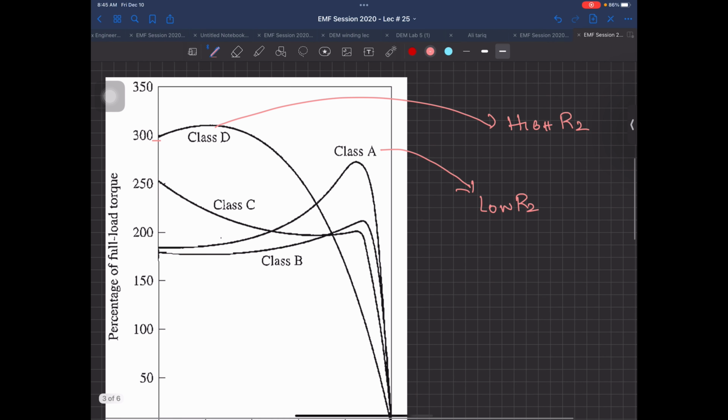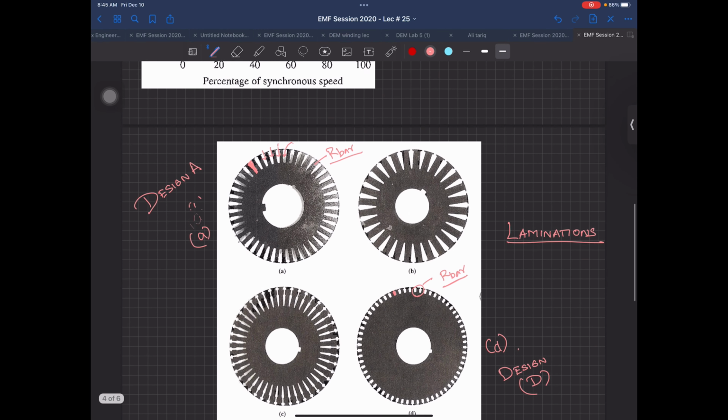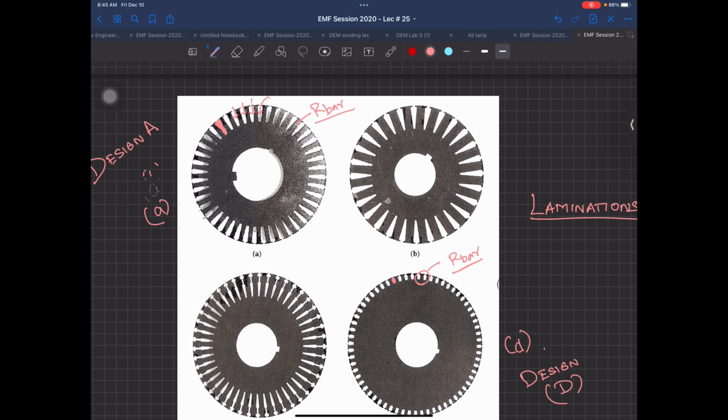And for class A, starting torque is still there, but the advantage is in the region of low slip. Now, not just R bar, will there be any effect on X2 of this? First of all, tell me what is X2? Not the rotor's, which reactance? Leakage reactance, the rotor's leakage reactance.